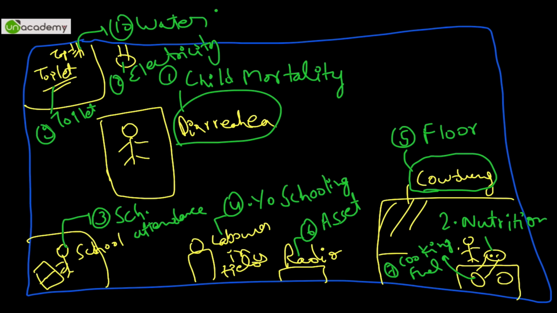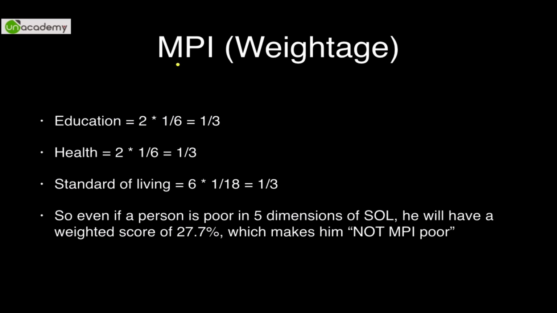Try to make these diagrams. This is called the visualization technique of memory, and it works like a charm. So I was telling you that even if a person is poor in 5 dimensions of standard of living, he will have a weighted score of 27.7%, which will not make him MPI poor.